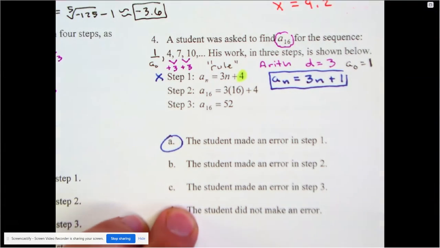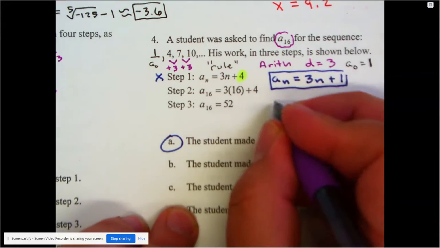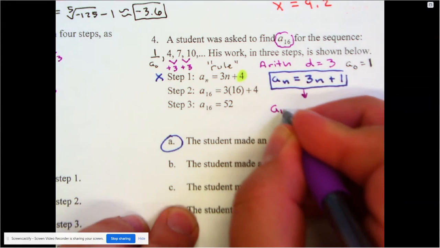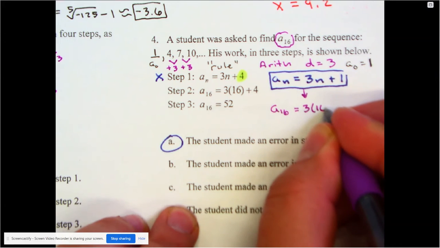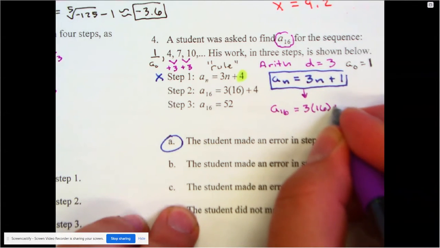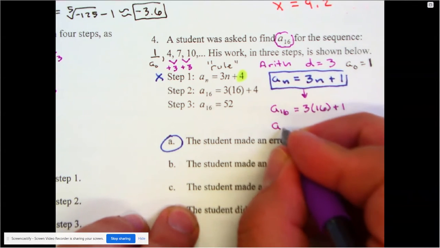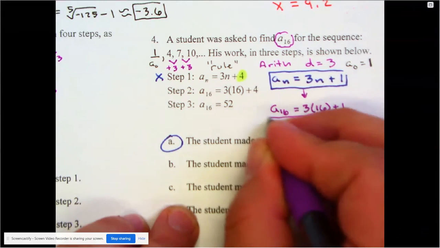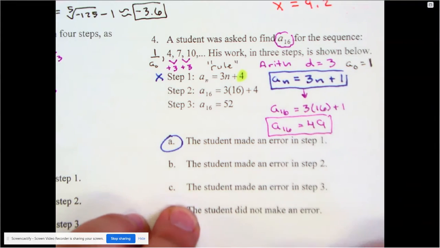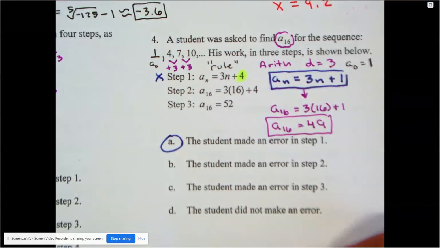Now they said, all right, we'll use that rule to find a sub 16. See, now I finally use the 16. I plug it in where it belongs, plus 1. And so my answer for a sub 16 is 49. Again, we're just practicing some of the concepts that are on the test and at the same time learning about error analysis. Now, there are 4 more to go here, so let's keep it going.